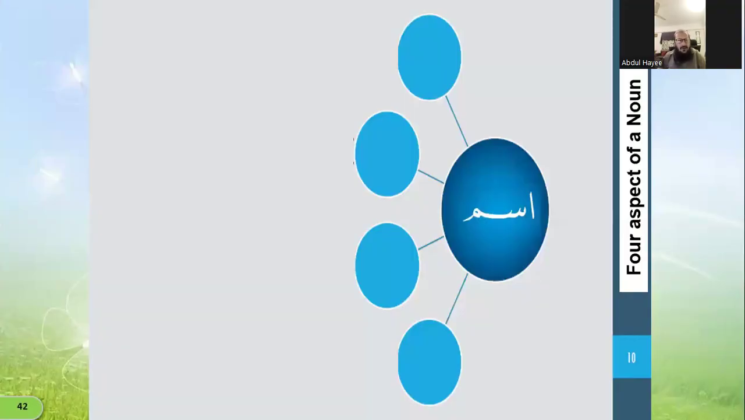Let's have the concept of ism. We said unless we know four things about an ism or noun, we can't use that ism properly. We can't understand that ism properly. We can't translate that properly. What are those four aspects? The first is called the case or the state.